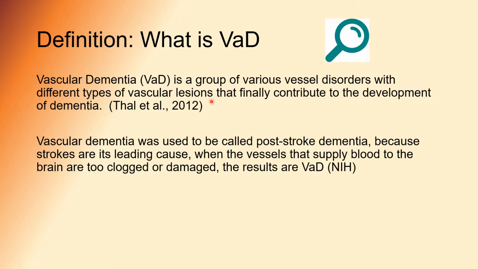NIH, National Institute of Health, put it more straightforward. It says, vascular dementia used to be called post-stroke dementia because strokes are its leading cause. When the vessels that supply blood to the brain are too clogged or damaged, the results are VAD.